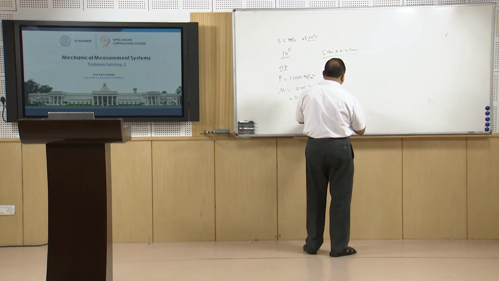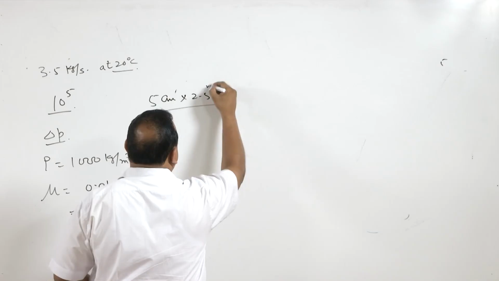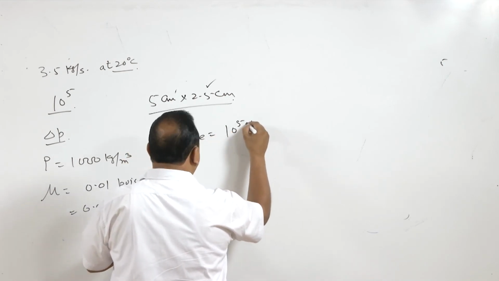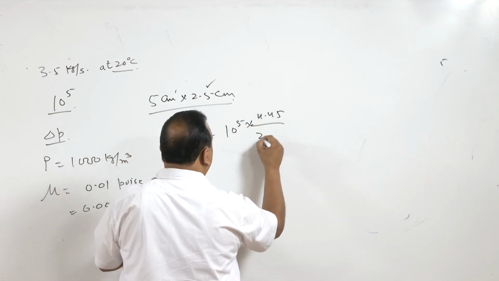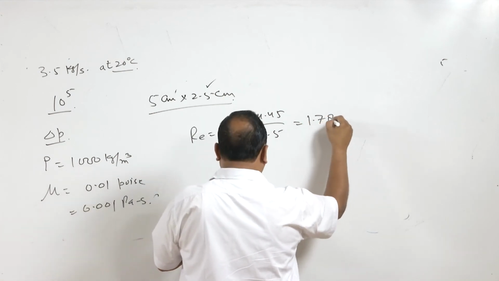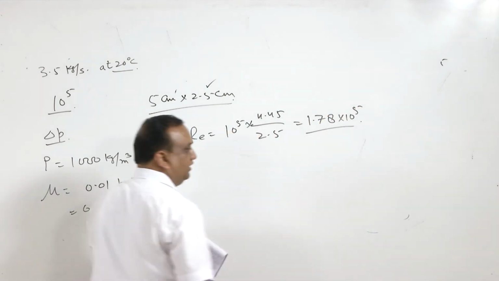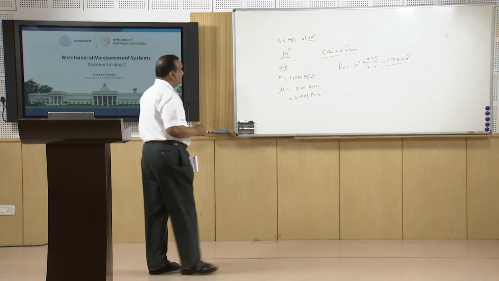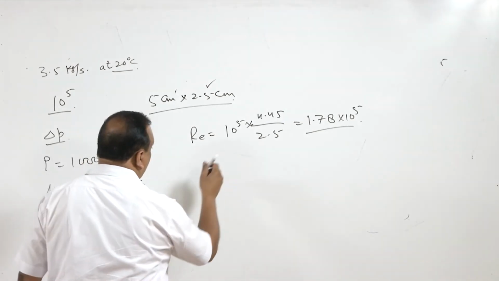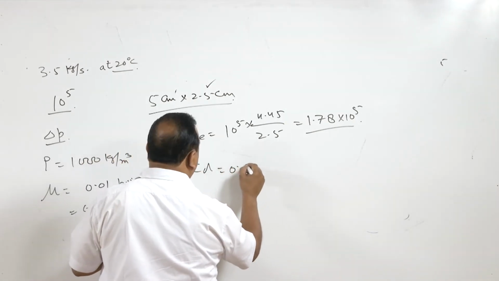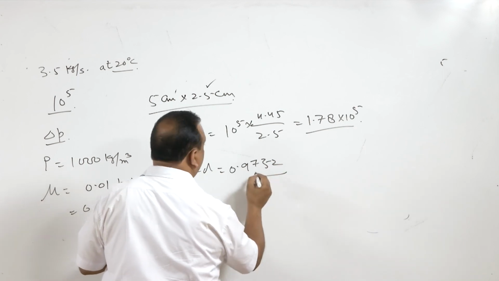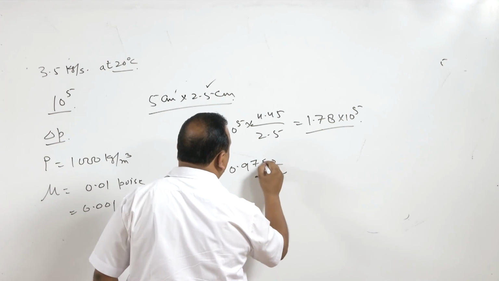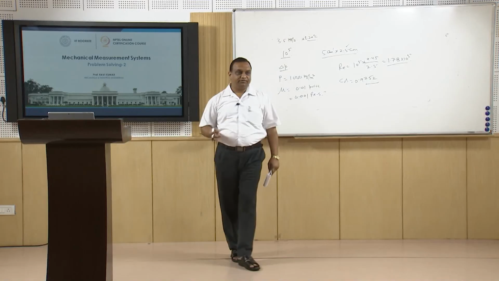Now, with this selection of 2.5, the Reynolds number will be modified as 10 to power 5 into 4.45 divided by 2.5, which is 1.78 into 10 to power 5. This condition is satisfied. For this venturi, the coefficient of discharge is going to be 0.9752 for this Reynolds number. Now we have the coefficient of discharge.